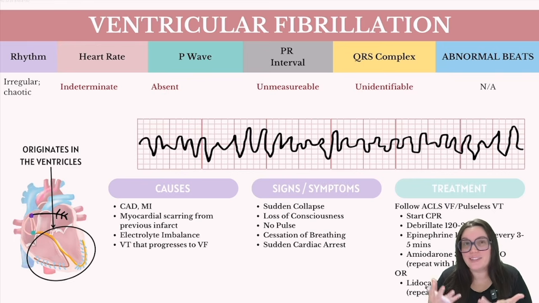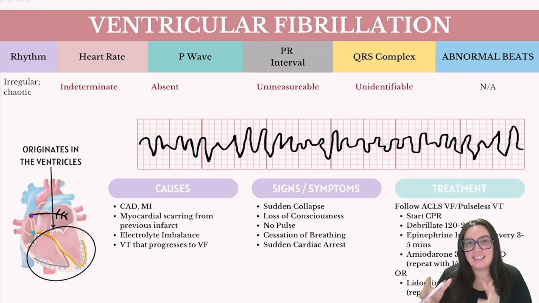So what are some of the causes behind this particular kind of rhythm? We could see CAD, we could have a myocardial infarction, there could be even scarring taking place on the heart muscle itself from previous infarcts that might have happened. Electrolyte imbalances, like we talked about before, huge whenever we're looking at lethal rhythms. And then of course, ventricular tachycardia that ultimately progressed to ventricular fibrillation could be an additional cause.